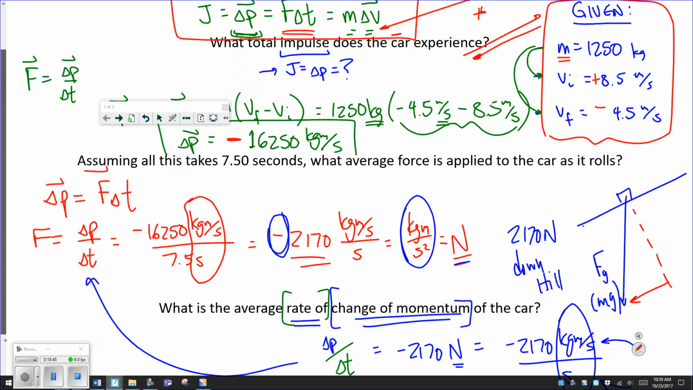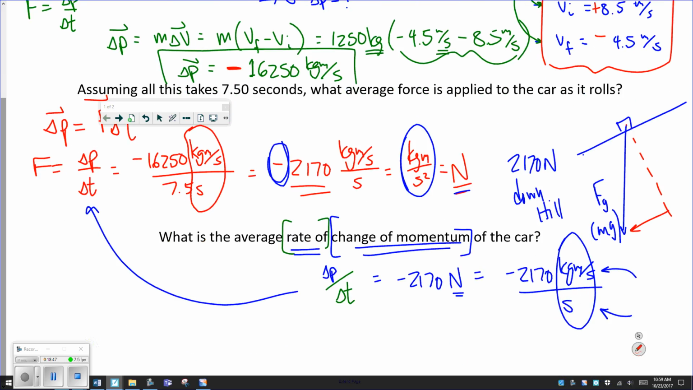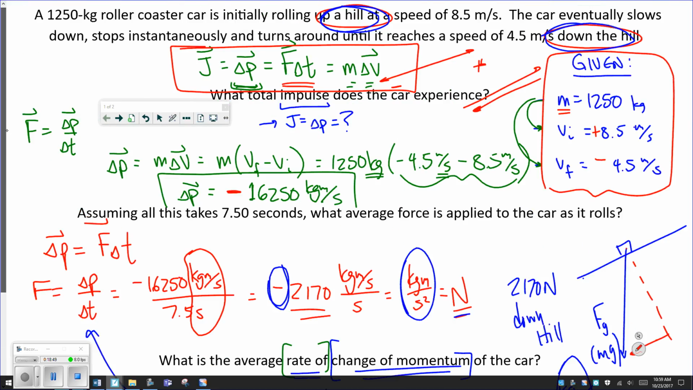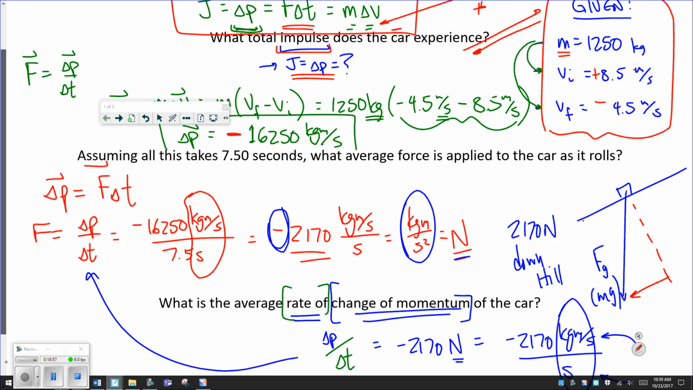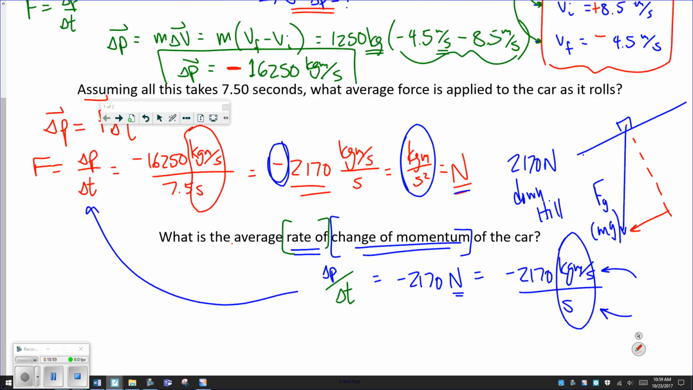All right, here we have to be careful with the terminology. This says impulse, right? Well, impulse, you have to know what that means. Here they're being a little bit tricky, asking about the rate of change of momentum, which is the same question we just asked. Sometimes that happens. All right, get familiar with your terminology.